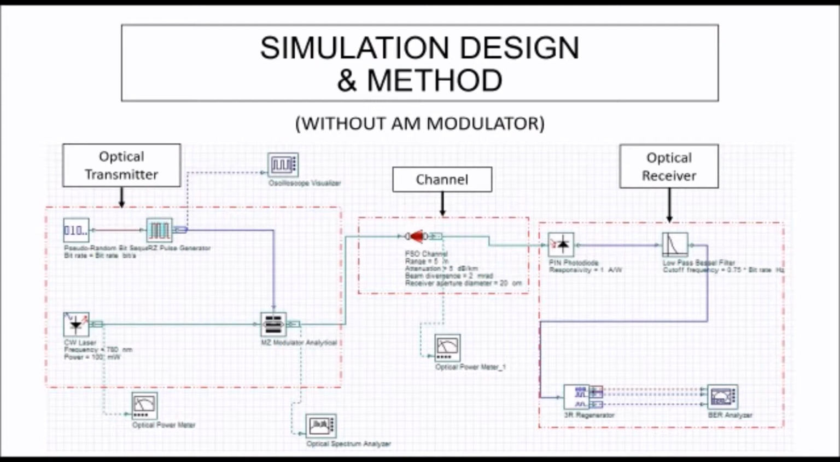Then, for the last part, the 3R generator is used to generate the electrical signal of the original bit sequence and the modulated electrical signal as in the optical transmitter, to be used for BER analysis. The analysis is done using the BER analyzer, which analyzes the BER, Q factor, and eye pattern.